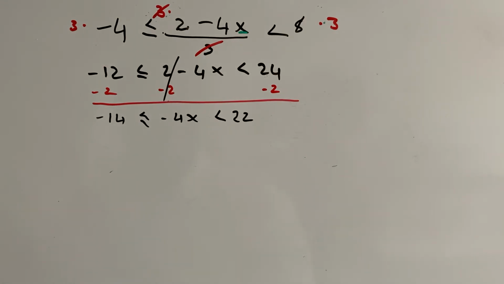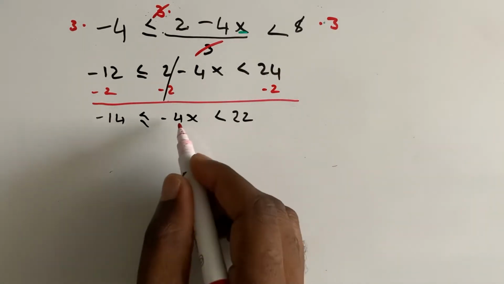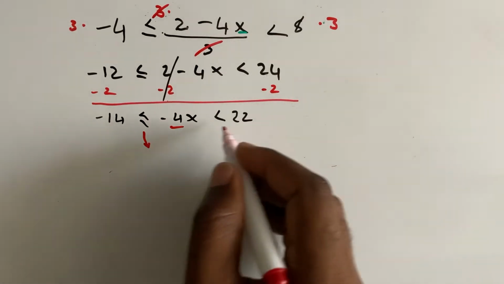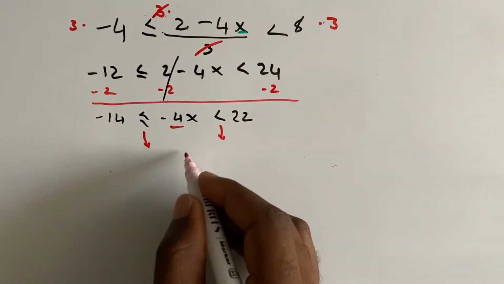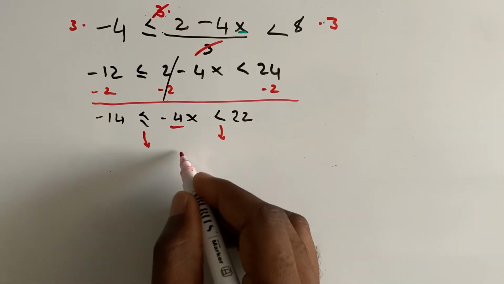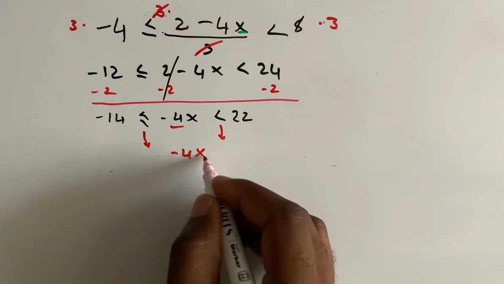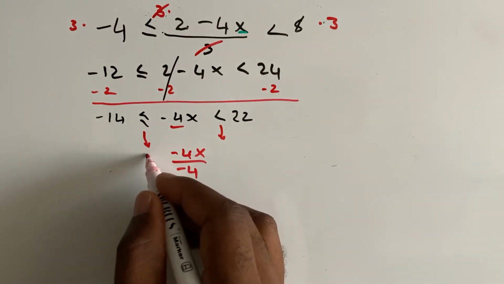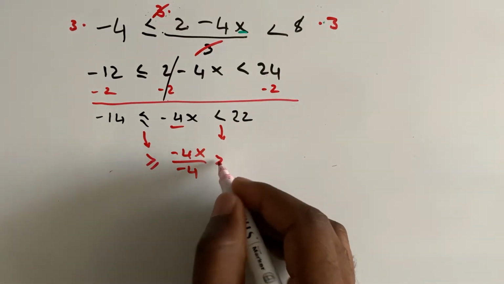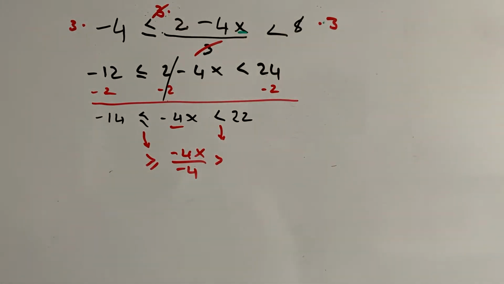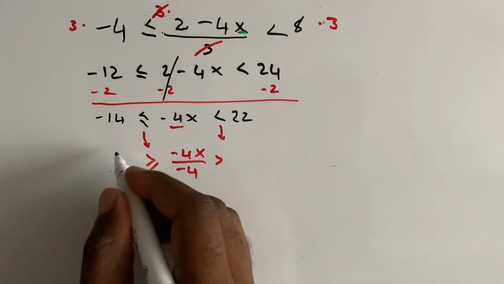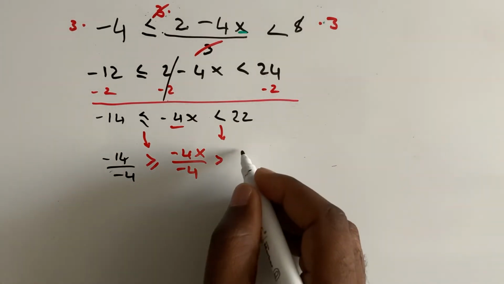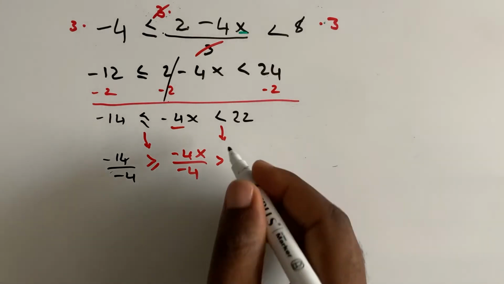Okay, from here, you gotta remember, I need to divide by negative 4 here, which will change the sign. These two right here will change because I'm dividing by a negative number. If it was positive, it would have stayed the way it is. But since I just divided by a negative 4, I'm gonna have to switch this. Instead of less than or equal to, greater than or equal to, and this becomes greater than, okay? And what I'm saying is that I divided by negative 4.